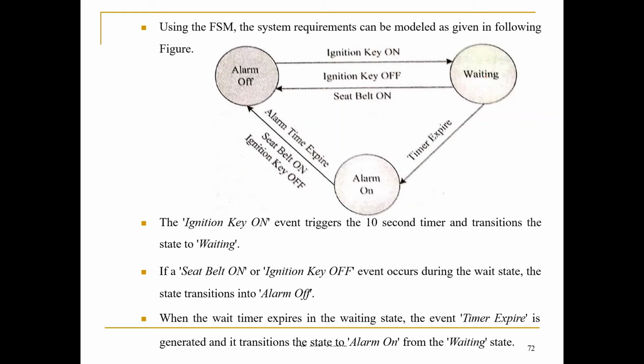So from the waiting state, it will wait for some time, and as soon as that waiting time is over, your alarm will be on. That alarm will remain on until the alarm time expires, or you fasten the seat belt, or you turn off the ignition key. So this is your FSM representation, where you will have states, events, and transitions, and you will have actions that happen. Actions are not represented in the FSM. So this is how it works.